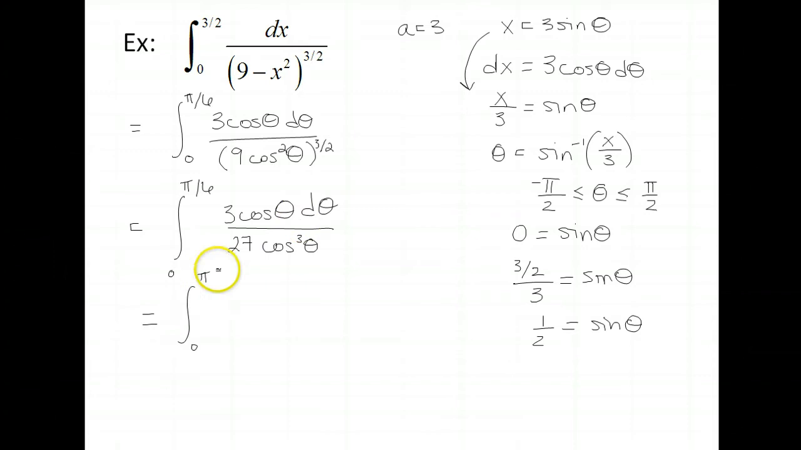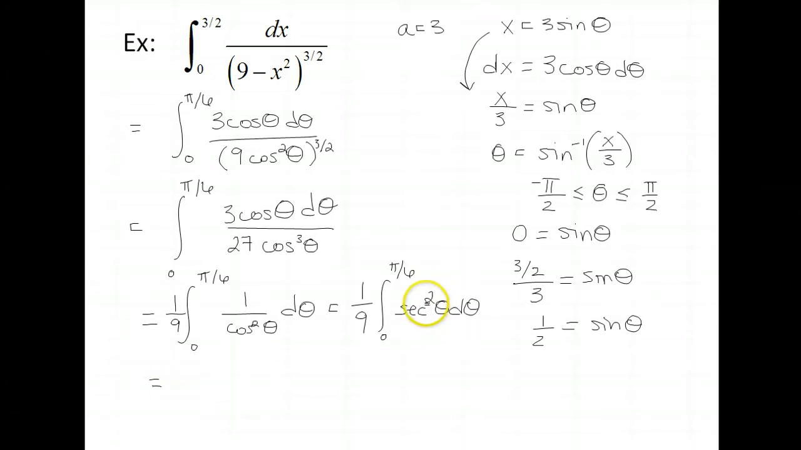And we actually can do a little bit of simplifying here. With limits 0 to pi over 6, it looks like we've got 3 and 27, which could be brought out front as a 1/9, and cosine over cosine cubed is 1 over cosine squared theta d theta. But remember, 1 over cosine squared, that's actually what? That's secant squared.